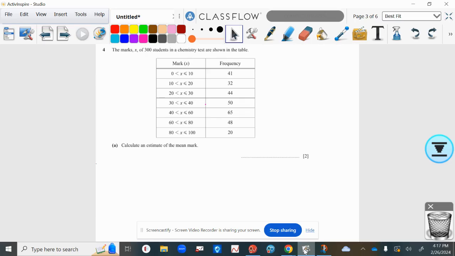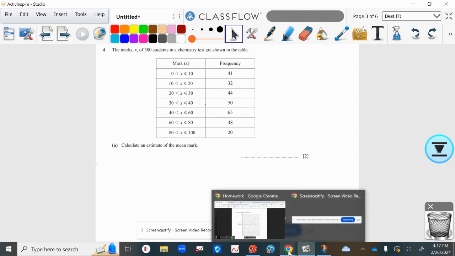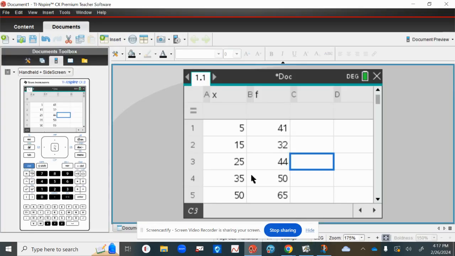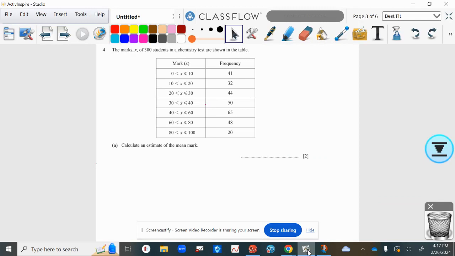A classic cumulative frequency graph question with a spot of estimate of the mean as well. So the first question, we have to find the estimate of the mean from some grouped data. You can do this fairly quickly on your GDC. What you could do is input this data, but first of all, whichever way you do this, you have to find the midpoint.